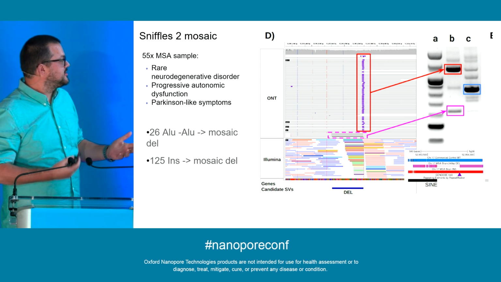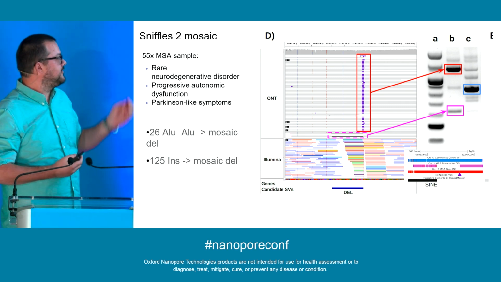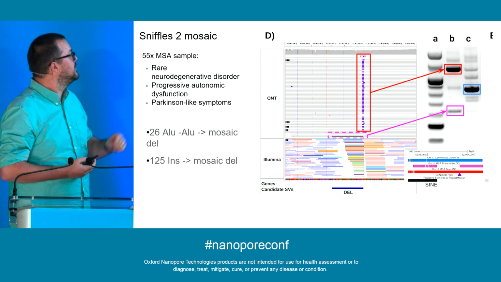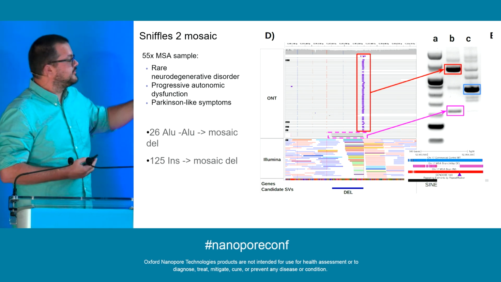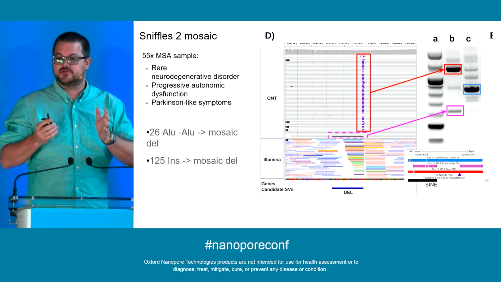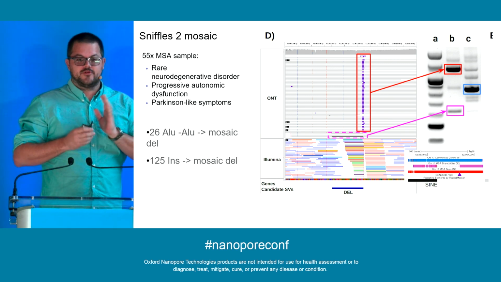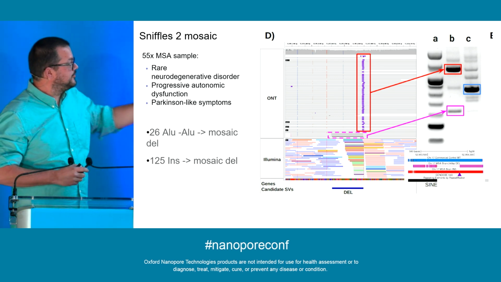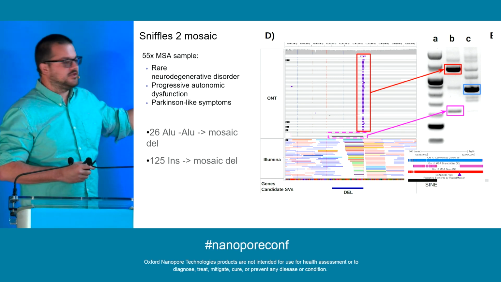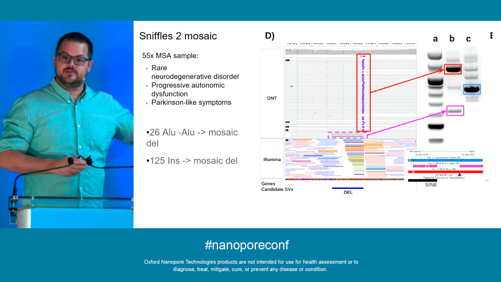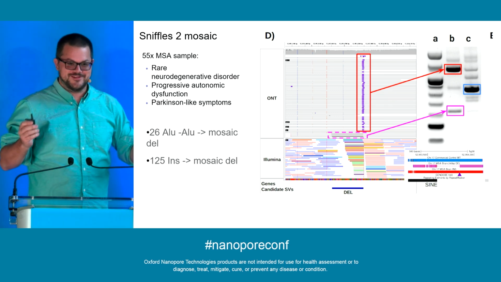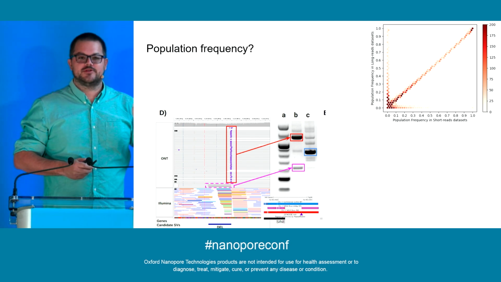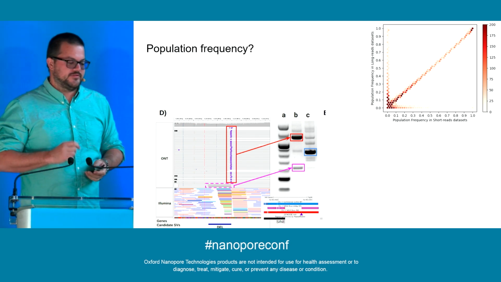In total, in this one brain sample, we identified 26 Alu-Alu recombinants in 50x data, sorry, and 125 insertions versus mosaic deletions in close proximity. This is great fun for me, and we are really feeling passionate and going forward with that, identifying also the methylation impact of these mosaic SVs in these regions. Maybe that's the next talk at the Nanopore conference.